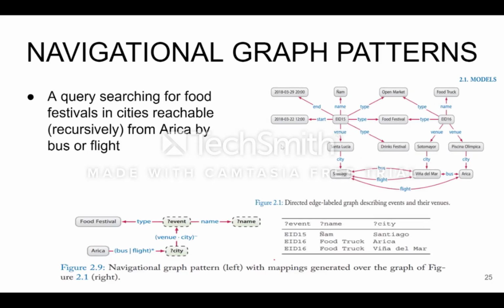For example, we have a query searching for food festivals in cities reachable recursively from Eureka by bus or flight. As you can see, we have a directed edge-labeled graph describing events and their venues on the right side. And so in this figure, which illustrates a query searching for food festivals in cities reachable from Eureka by bus and flight, we have the result like this.